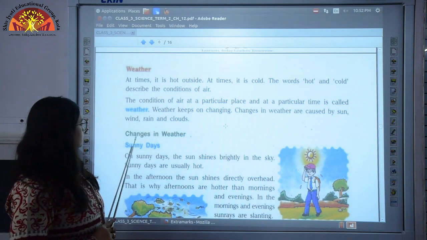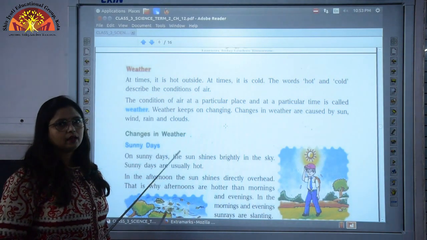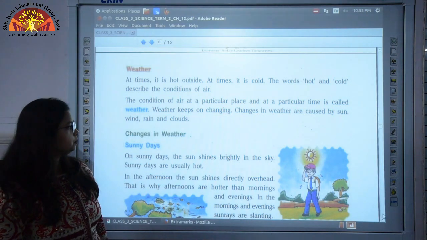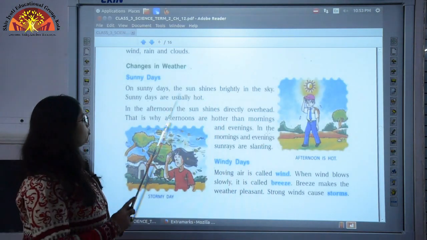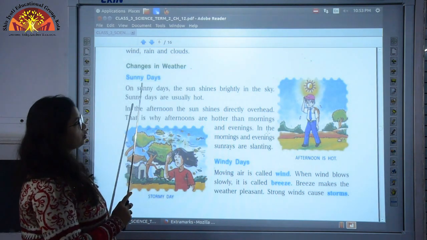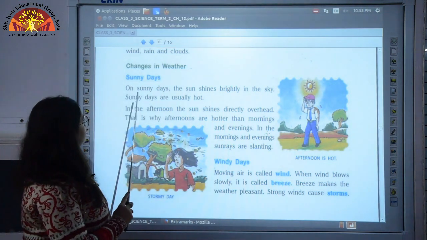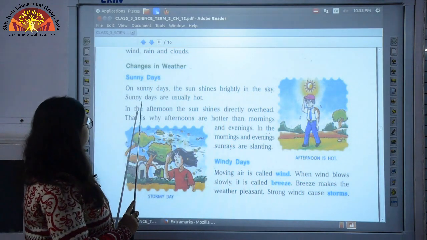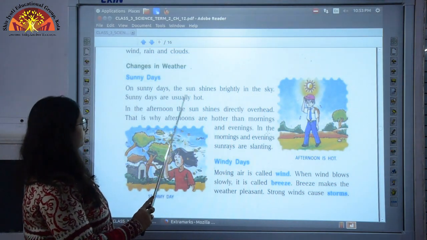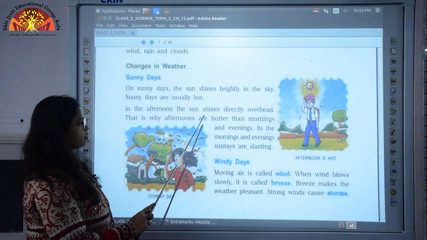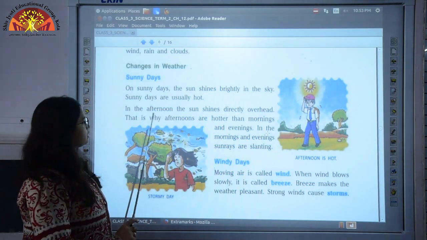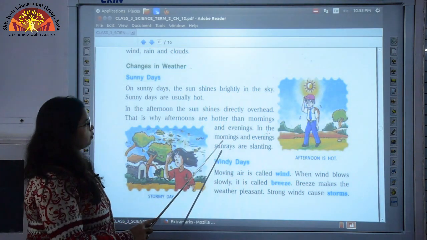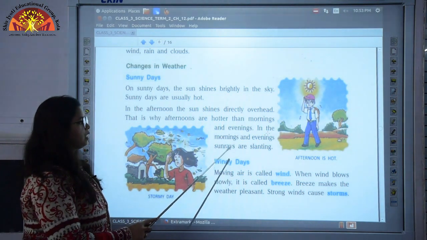Now we come to changes in weather. Children, there are different types of weather conditions at different times. Let us study some of them. First is sunny days. What happens on sunny days? On sunny days, the sun shines brightly in the sky. Sunny days are usually hot. In the afternoon, the sun shines directly overhead. That is why afternoons are hotter than mornings and evenings. In the mornings and evenings, sun rays are slanting.